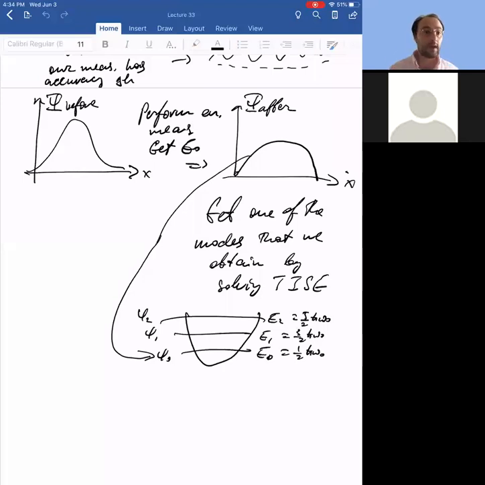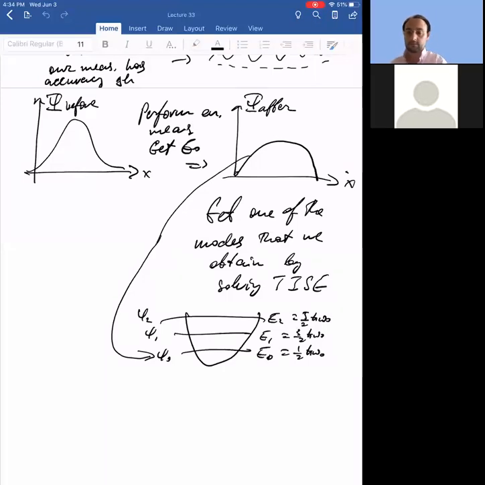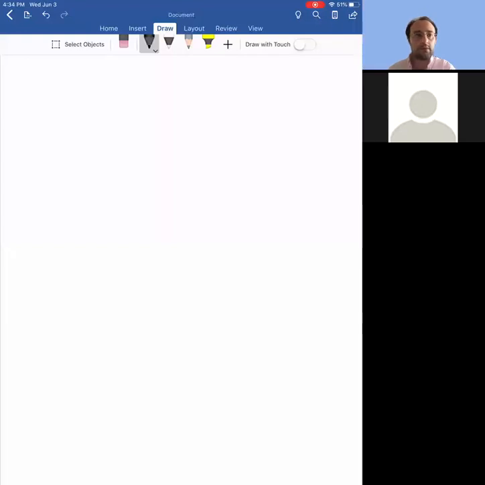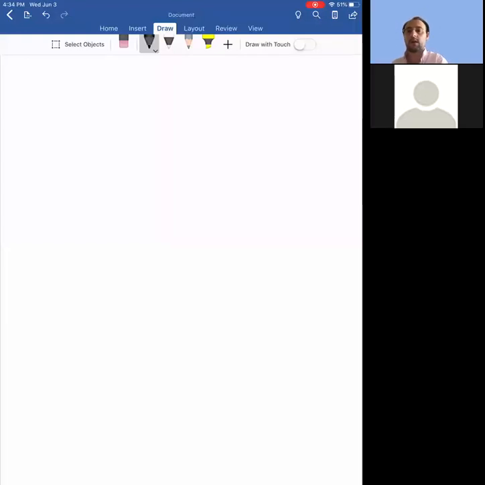So in general, you can always express your wave function as a sum of the modes that we've been discussing.